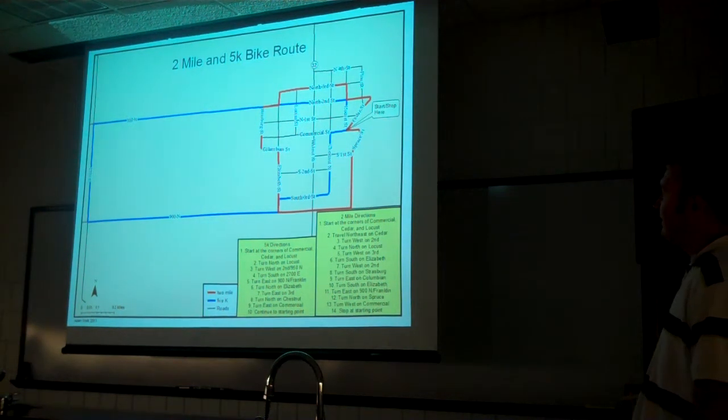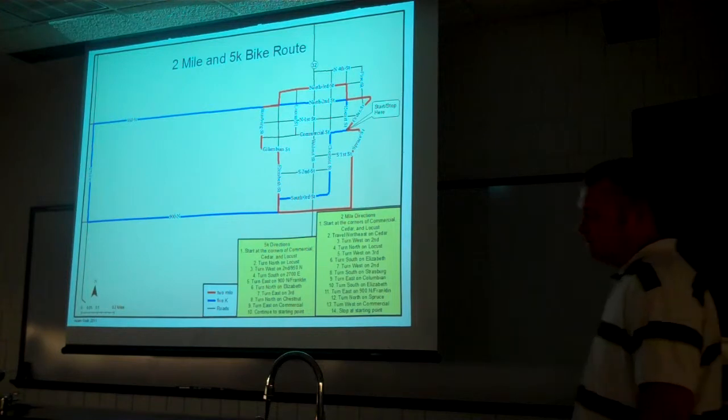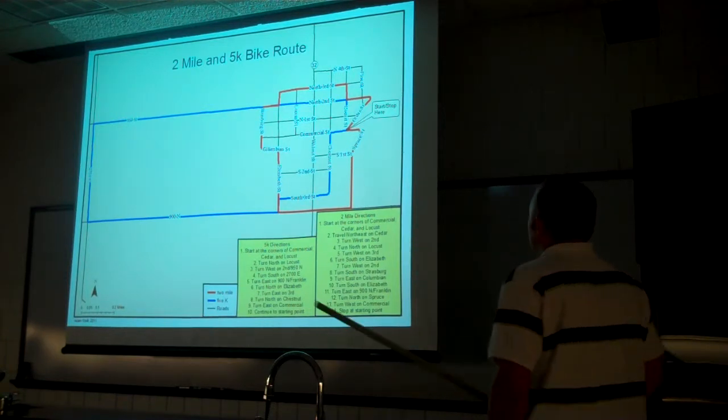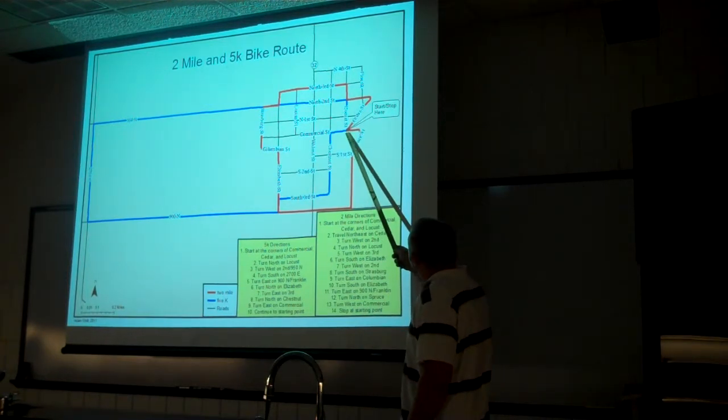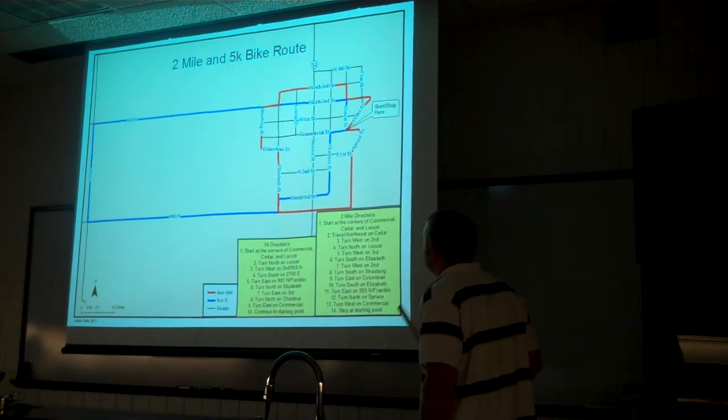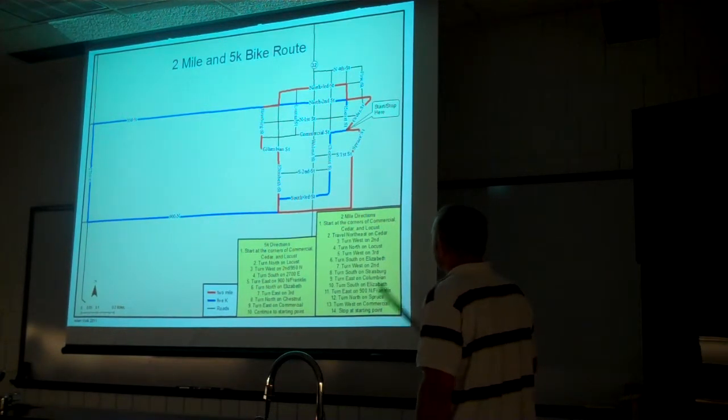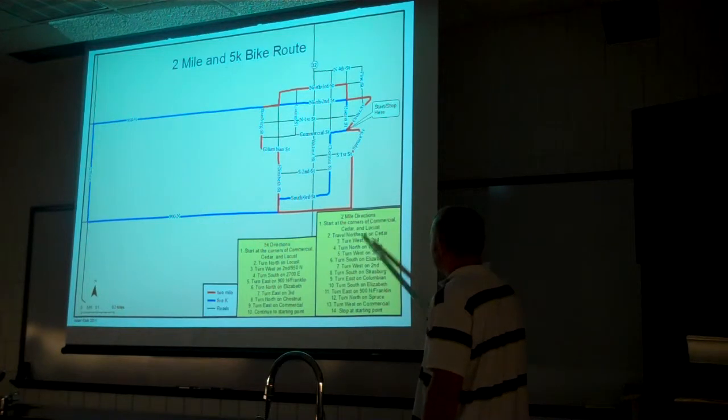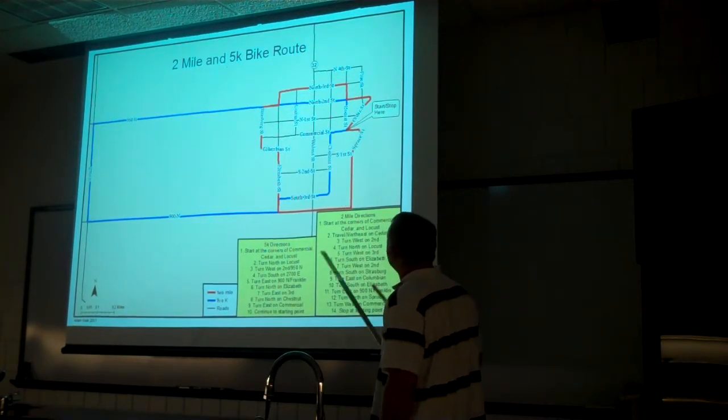Here's my 2 mile and 5K bike route. As you can see, they both start out at the corners of Locust, Cedar, and Commercial. I added in step-by-step directions for each path.